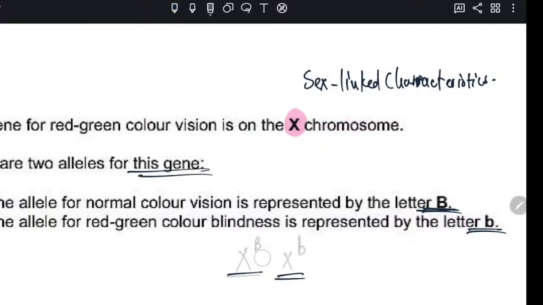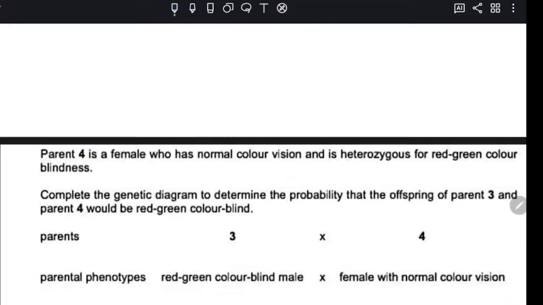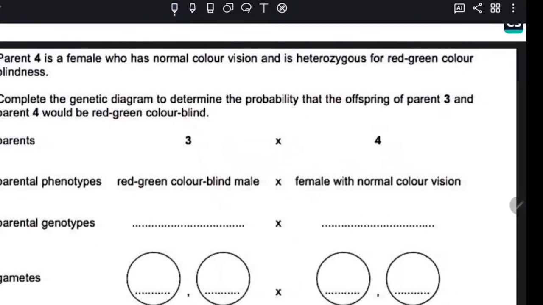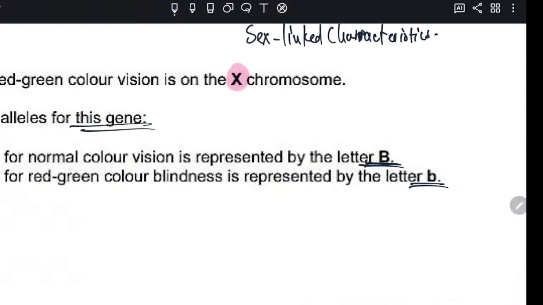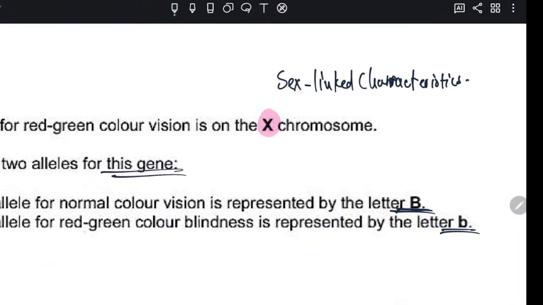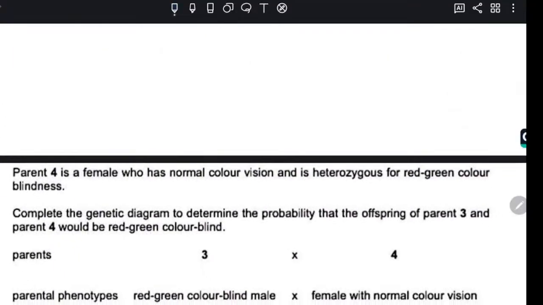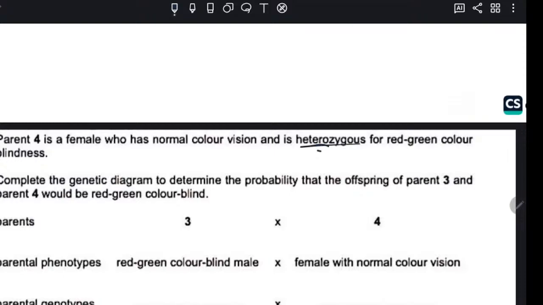So here now, what do they want? Let's go to the question. Parent 1 is a female with normal color vision. Remember that red-green color blindness is small b and normal color is big B. So the parent is a female with normal vision and is heterozygous for red-green. So you say, remember, it will be X big B and X small b.